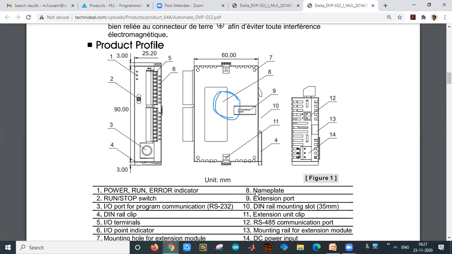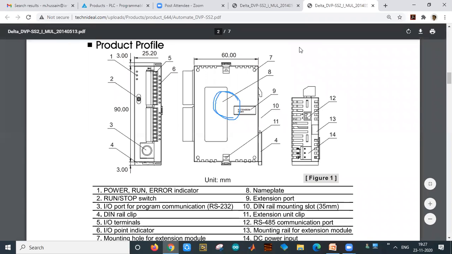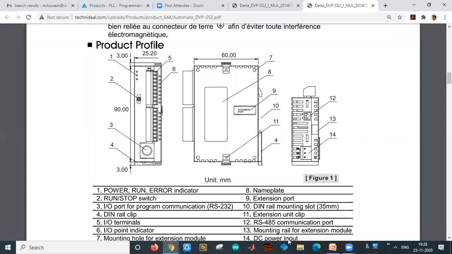It also has an RS 485 communication port, this one here. And it also has a DC power input. This PLC will work on a 24 volts DC supply, so you have to give the power supply for this PLC. The power supply will be given from this port.